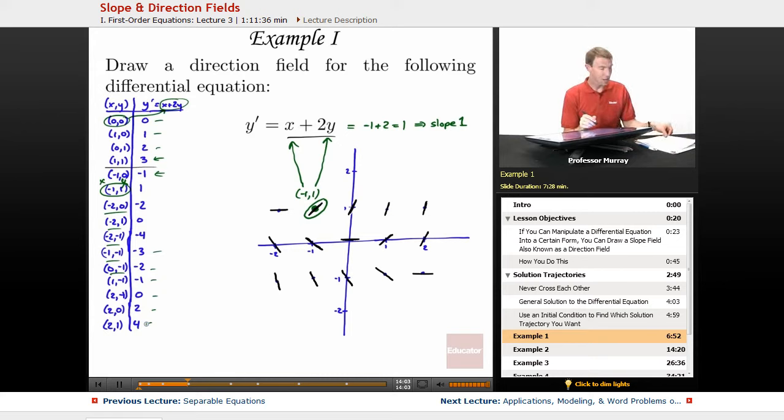So in the next example, we're going to come back and look at this same differential equation, and we're going to use this slope field. We're going to draw some solution trajectories, but instead of using my crude hand-drawn graph here, we're going to use one produced on a computer. So let's see how that one turns out.